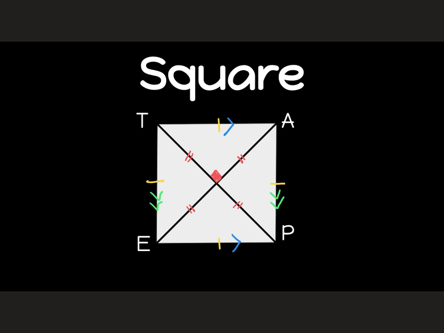A square has four right angles, so each angle, T, A, P, and E, is 90 degrees. The diagonals bisect those angles, forming 45-degree angles at each portion of the corners.